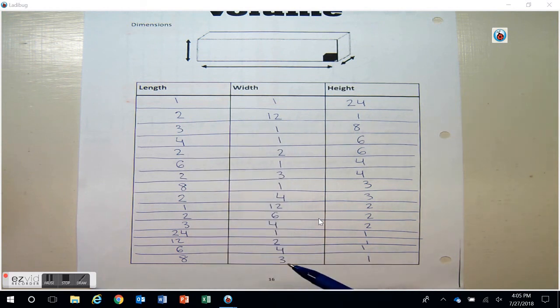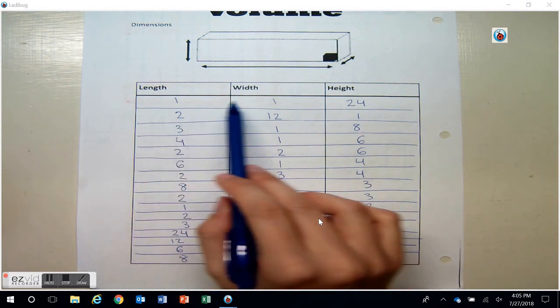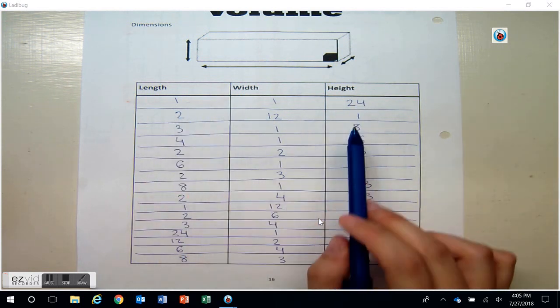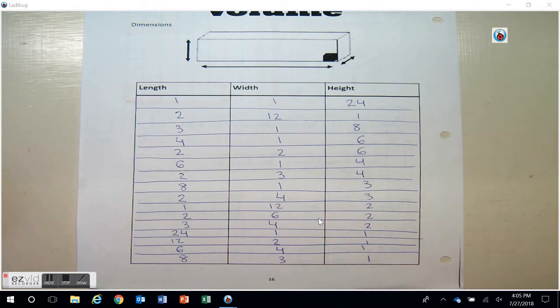I want you to try to look at this table and see if you can come up with any patterns. See if you notice anything between these right rectangular prisms. Yes, they all have a volume of 24. What do you notice? In the days to come, we're going to discuss what formula we could use with these numbers.